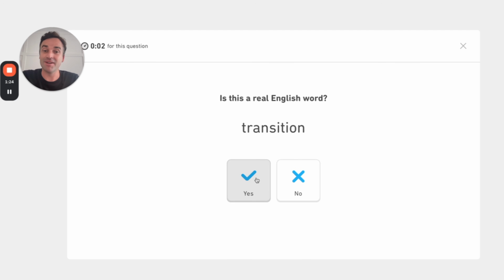Transition is a real one, click yes. Poser? Probably not. These are all unreal. Superficial, this is real. Unavoidable is real. Intervention is real.